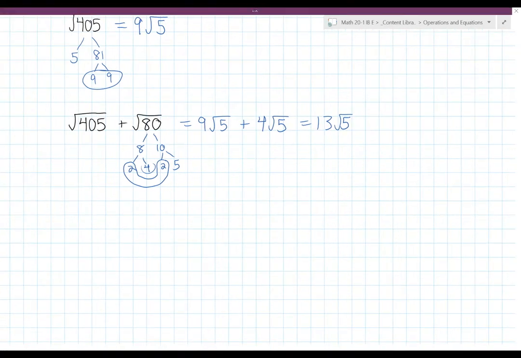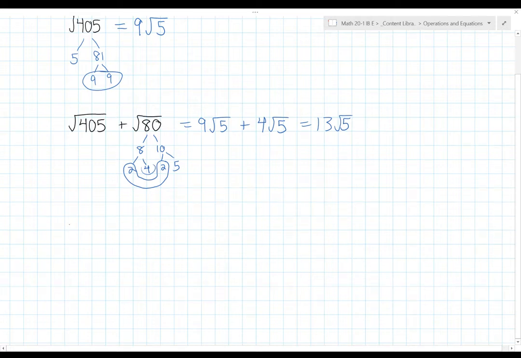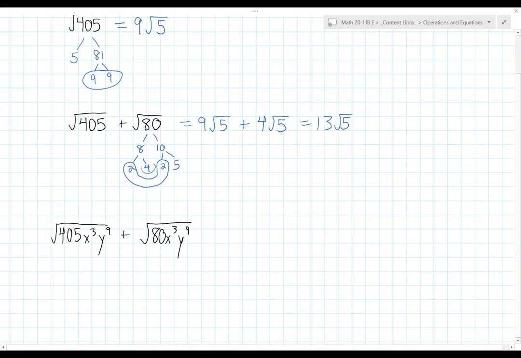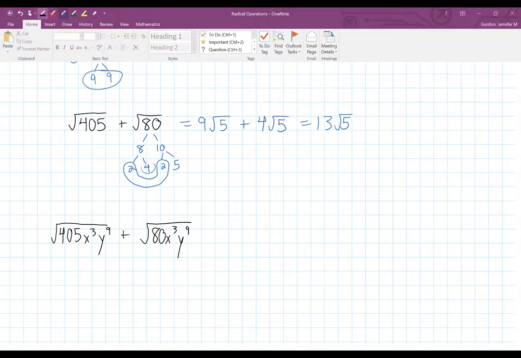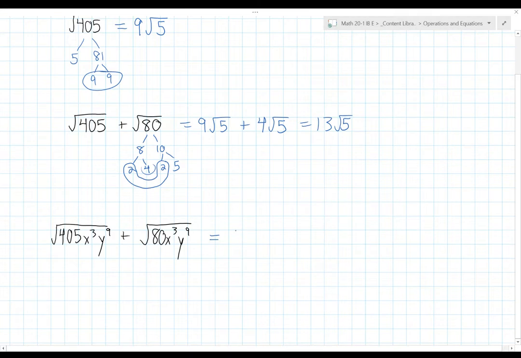Where we go a little beyond is if I have algebraic expressions with that. So building on this a little, let's say I have the square root of 405x cubed y to the power of 9 plus the square root of 80x cubed y to the power of 9. I still have to have like terms in terms of the variables, so I'm going to use the same powers of x and y here. Now, simplifying the numerical part is the same as what I've already done. So the square root of 405 is 9 root 5.